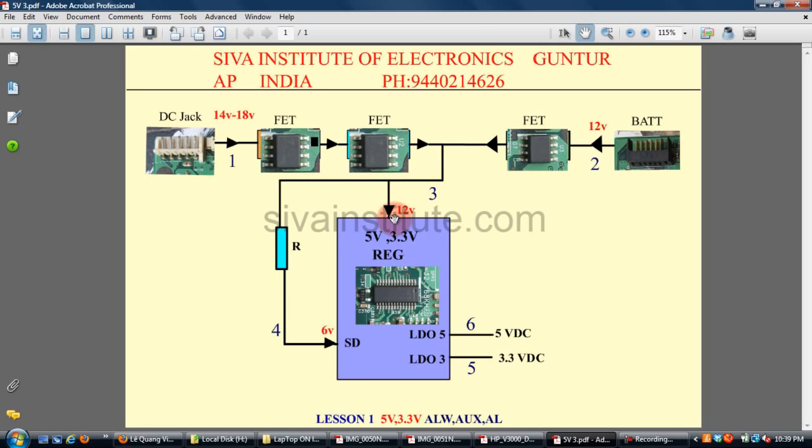When you give voltage to the input pin and shutdown pin, the 5 volts and 3.3 volts will be present at LDO5, meaning low dropout 5 volts, and LDO3, low dropout 3.3 volts. Two voltages will be present here. We will see it in the circuit.